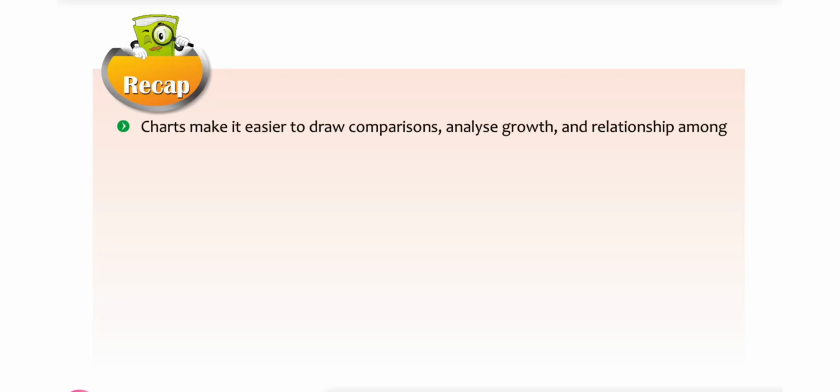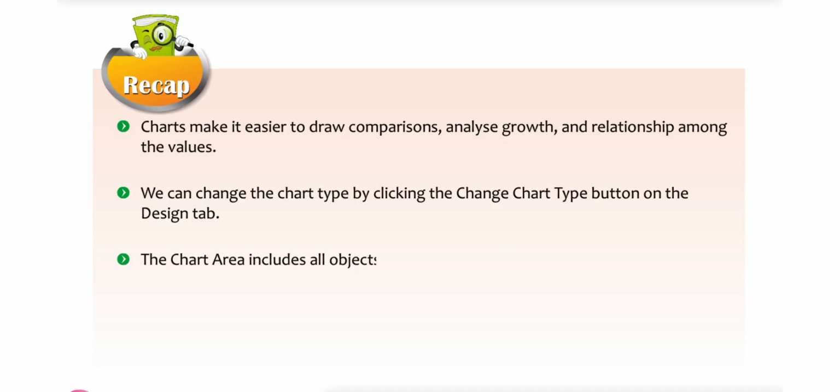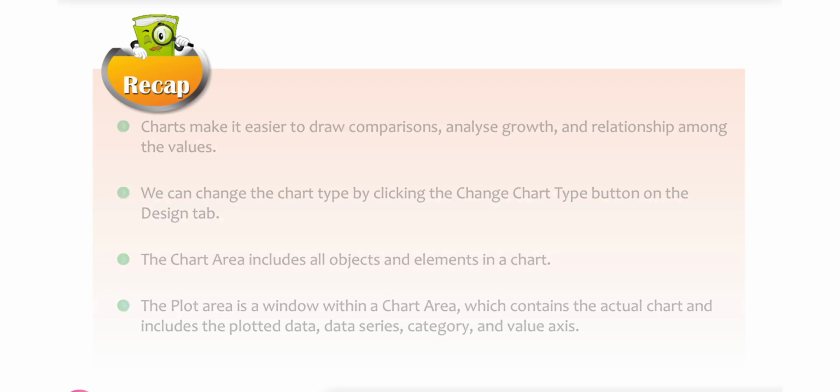Okay students, let us take a recap of this chapter. Charts make it easier to draw comparisons, analyze growth and relationship among the values. We can change the chart type by clicking the Change Chart Type button on the Design tab. The chart area includes all objects and elements in a chart. The plot area is a window within a chart area which contains the actual chart and includes the plotted data, data series, category and value axis.